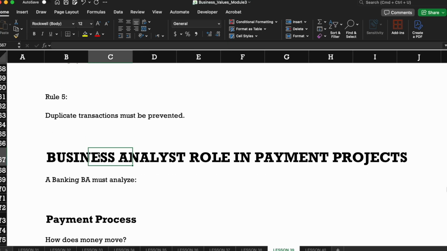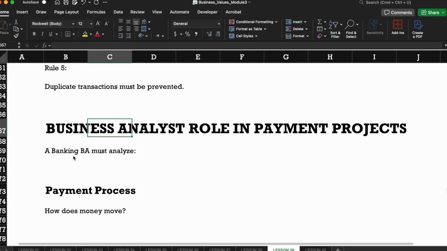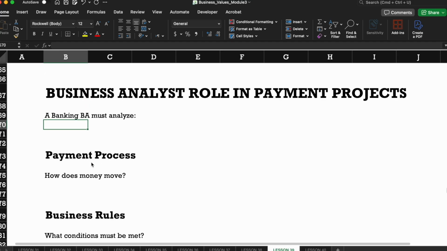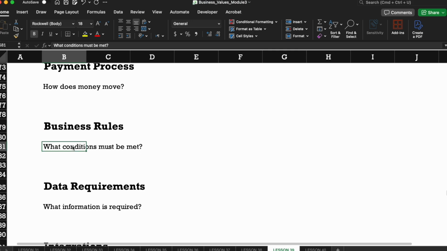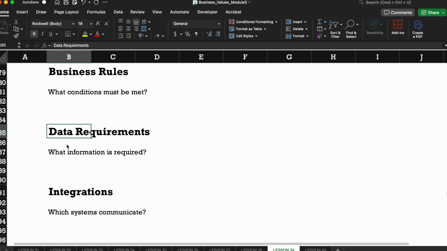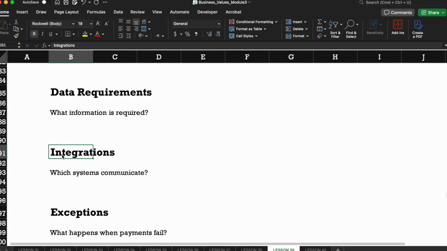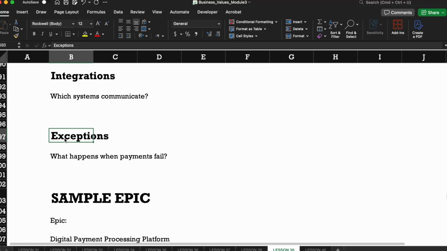Business analyst role in payment projects. A banking business analyst must analyze the payment process. How does the money move? Business rules: what conditions must be met? Data requirements: what information is required? Integration: which systems communicate? Exceptions: what happens when payments fail?